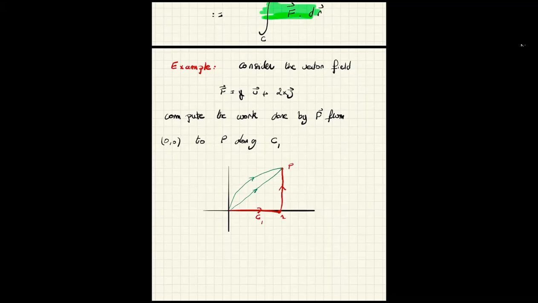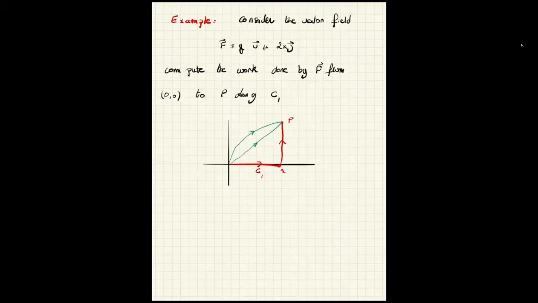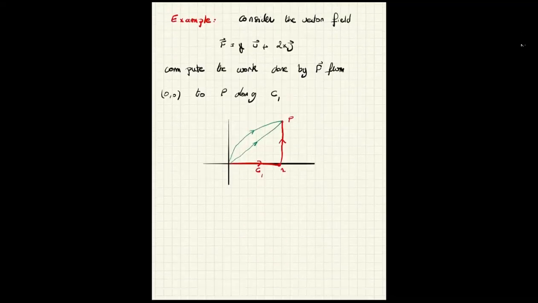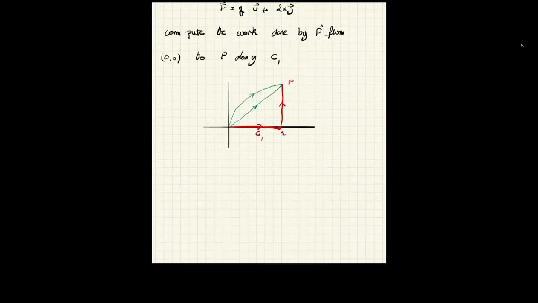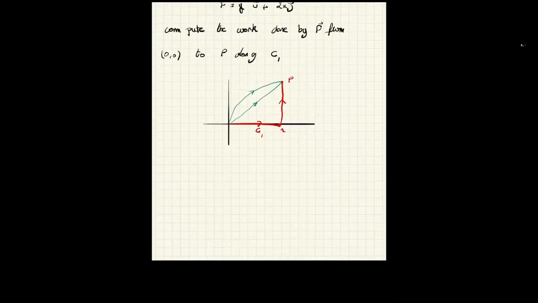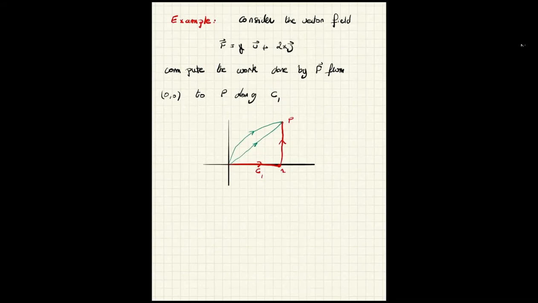Okay, C1 will break into two pieces. So what is the parameterization of C1? Let's call this one O and this one Q, which is (1, 0) and this one (1, 1), from O to Q.